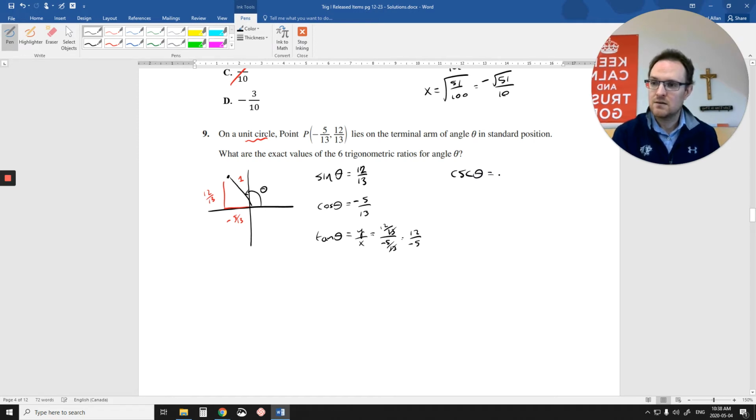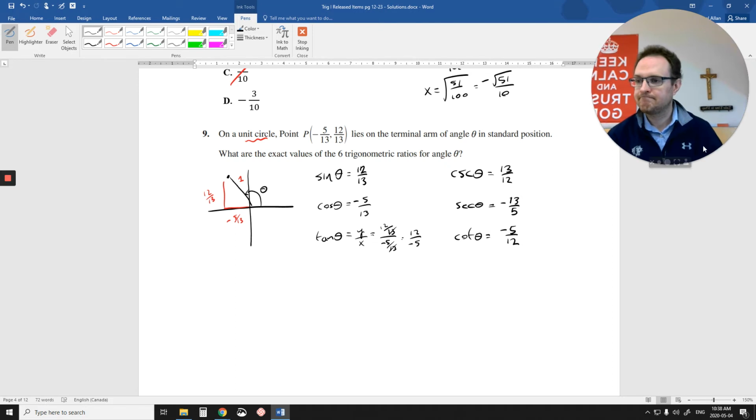Now all the reciprocal ratios are going to be cosecant, which is the reciprocal of sine, secant, which is the reciprocal of cosine, and cotangent, which is the reciprocal of tangent. There you go. That's pretty good.